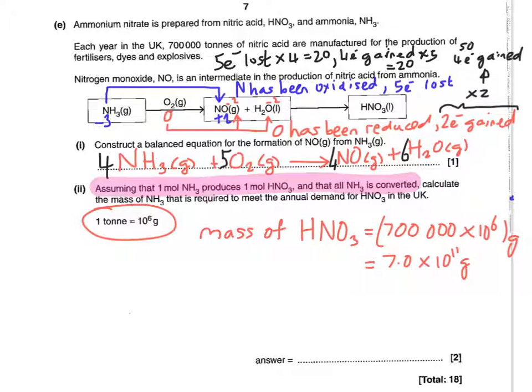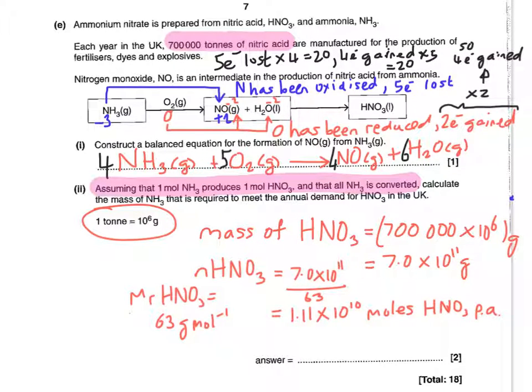So the first thing I've done is gone back to the beginning part of the question, where it tells me that there's 700,000 tonnes of nitric acid. To do any mole calculations, I've got to convert that to grams. So I've used the fact that 1 tonne is 10 to the 6 grams, a million grams in other words, to work out that the mass of HNO3 that's needed annually in the UK is 7 times 10 to the power of 11 grams.